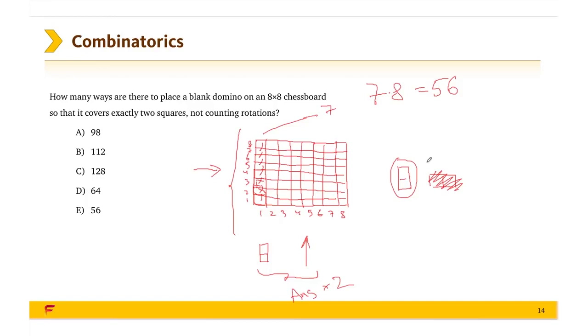And now here comes the doubling that we discussed previously. We need to multiply 56 by 2 to account for horizontal placement of the dominoes as well, which will be the same thing, just with a linear transformation, so to speak, of the board. So it's nothing but 56 times 2, 112. So this is the number of ways to place a domino on the chessboard so that it meets the requirements of this question. The answer is B. Very good. Let's move forward.